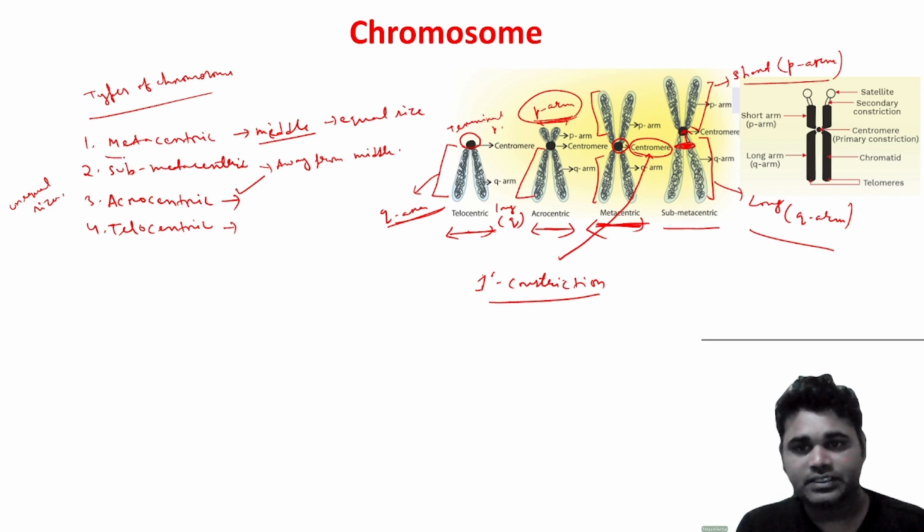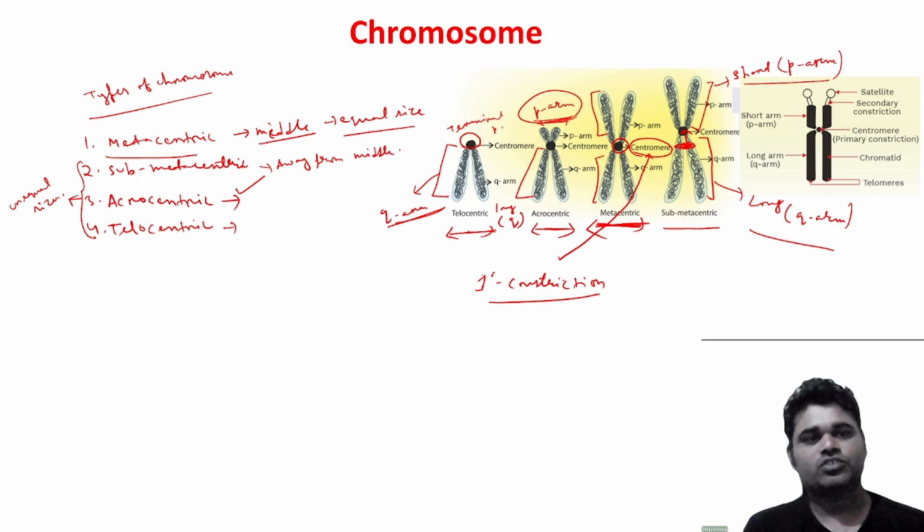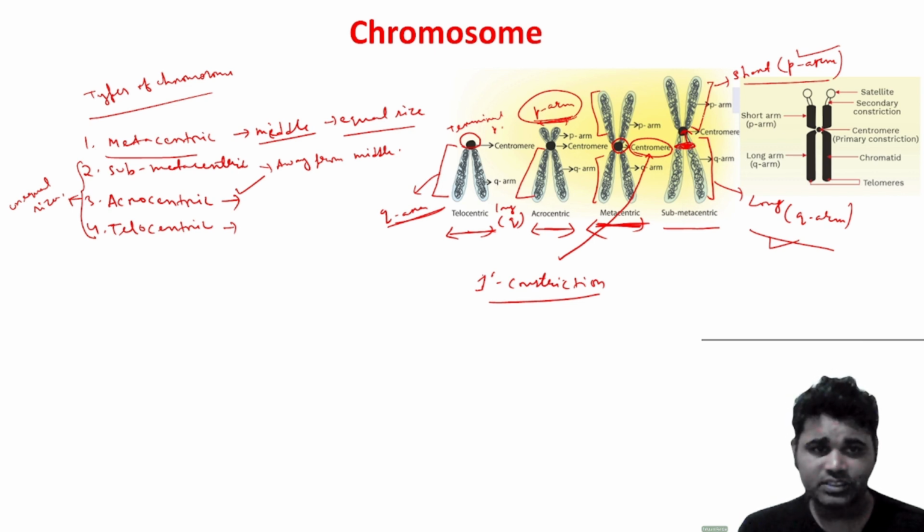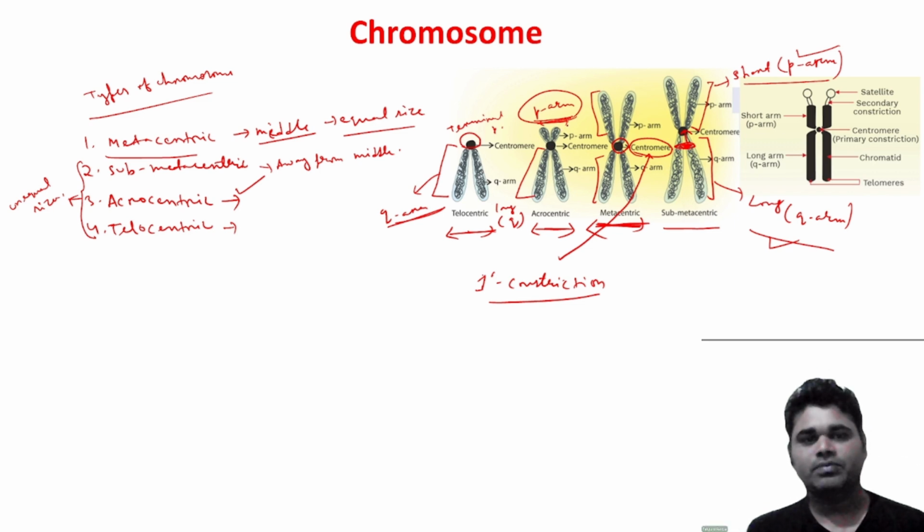So that means in the metacentric, the centromere is present at the middle, and because of that, two arms of equal size are formed. But in the submetacentric, acrocentric and the telocentric, arms of unequal size are present. The short arm is called the P arm, the long arm is called the Q arm. In the submetacentric, the centromere is present just away from the middle, so a P arm and a Q arm are formed. In the acrocentric, the centromere is near the terminal, not exactly at the terminal, near the terminal. That means a very long arm and a very short arm are formed.